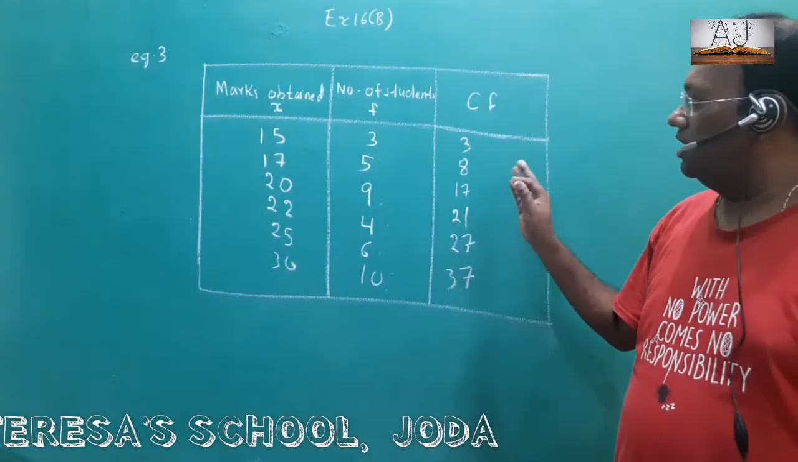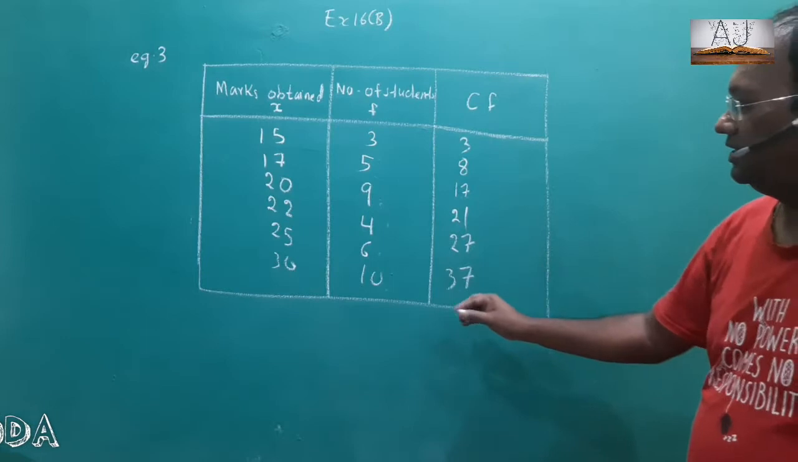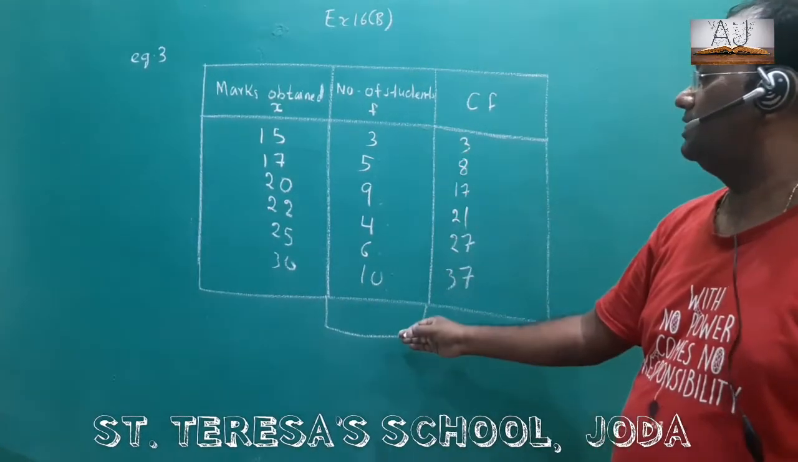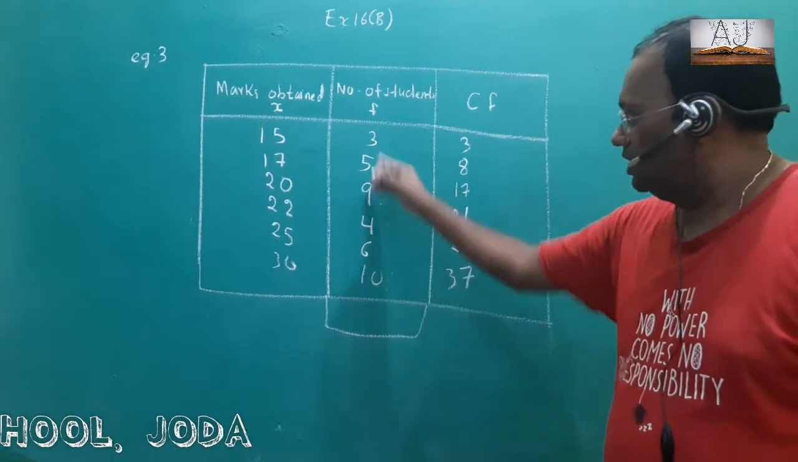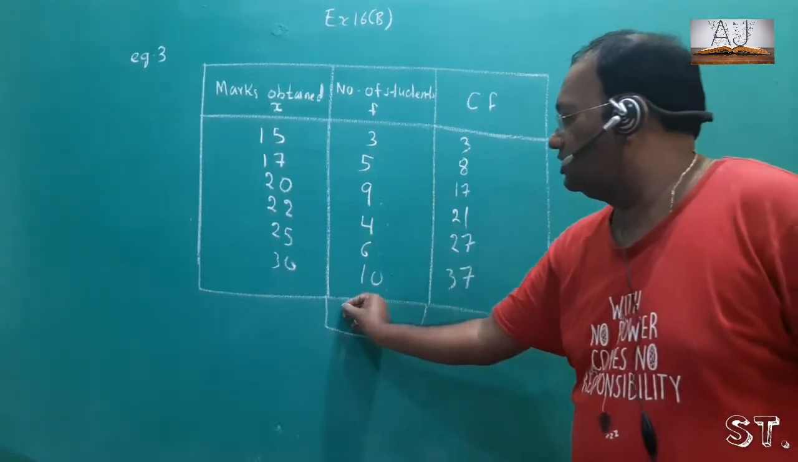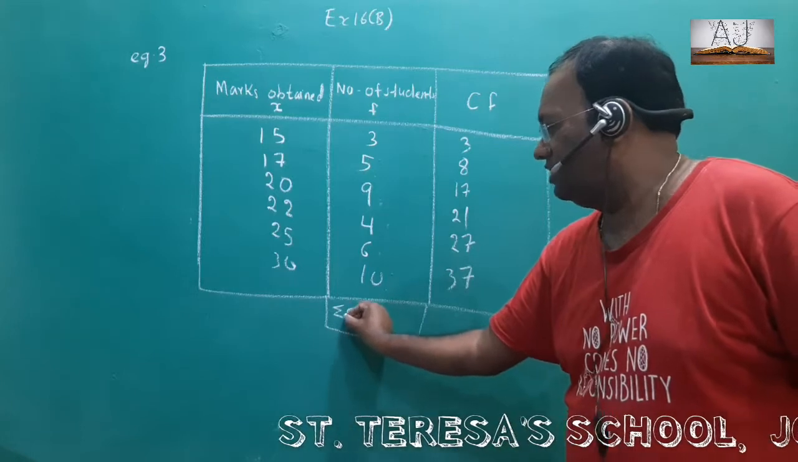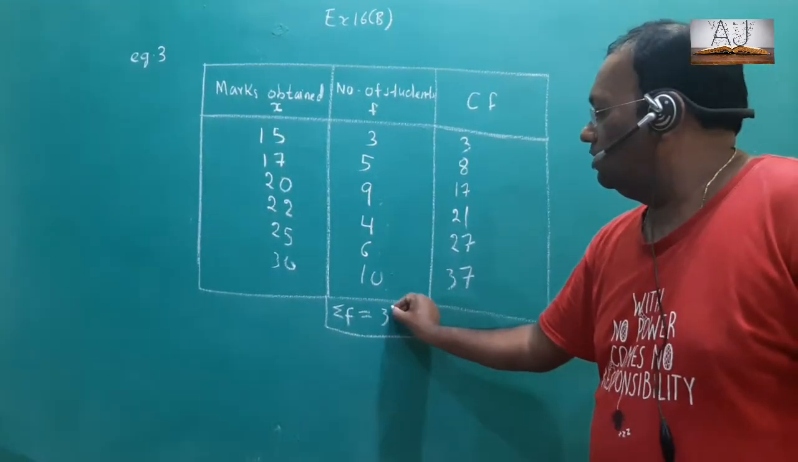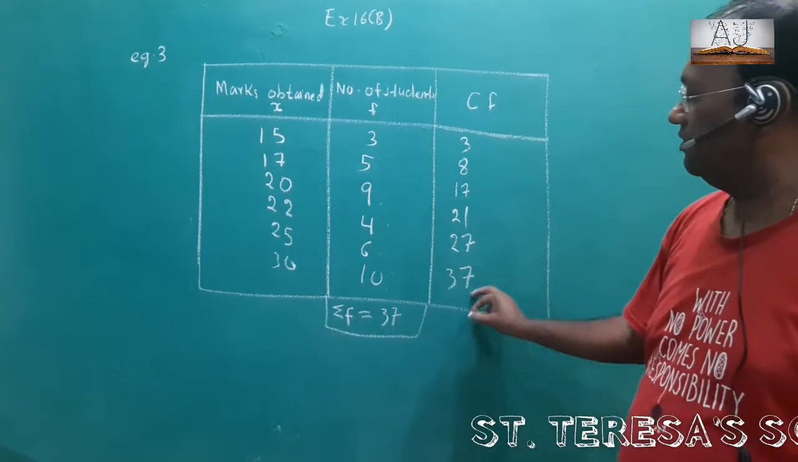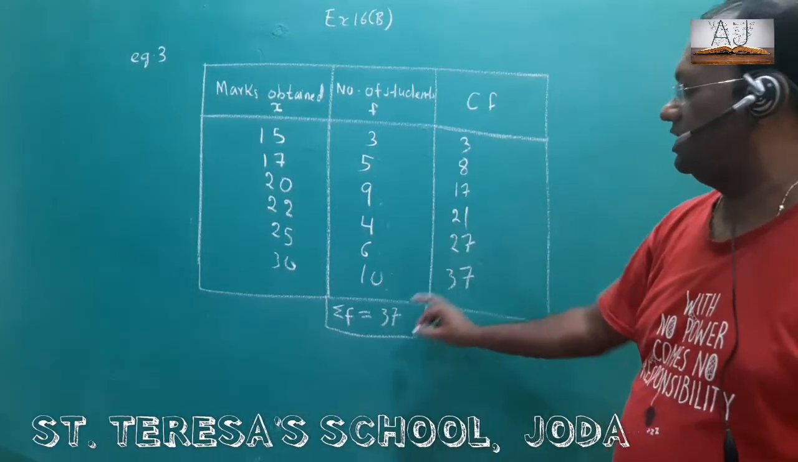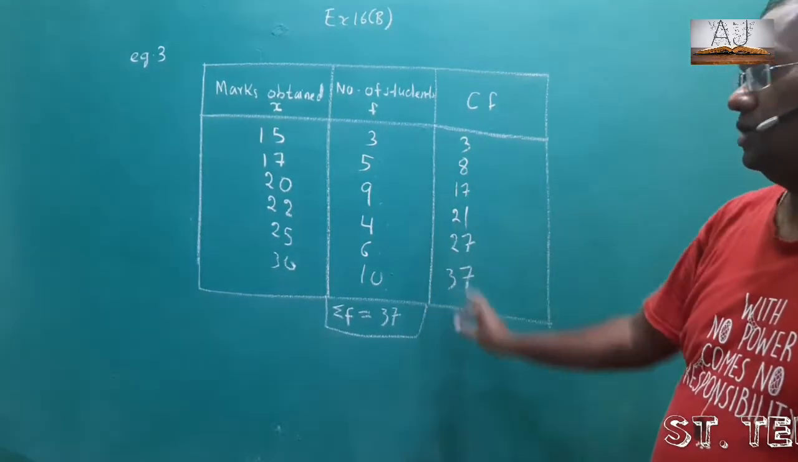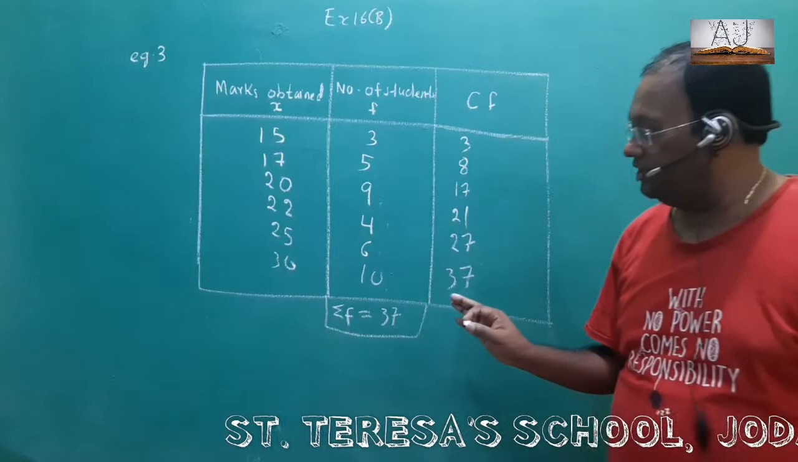Now what we need to do? We have to find the total of these frequencies. So we need to know how many total students are there. We will add them all. And after adding, you'll see that the sigma f, or we can write in this question as n as well, is 37. Always this last CF and the total of the frequencies will be equal. If it's not coming, that means you have done some calculation wrong. So you can check it very carefully.